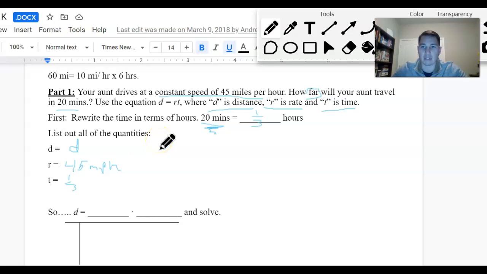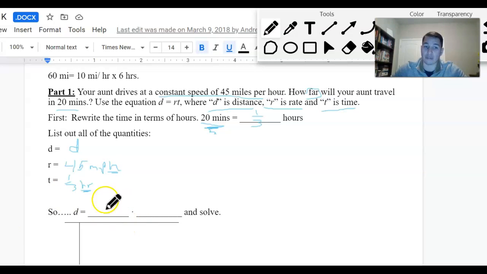All right, stop your video and turn and talk to a neighbor. Why is it 1/3 and not 20? Go. It is 1/3 because we are talking hours here. And in our rate or our speed, it's 45 miles per hour. Those units have to be the same.